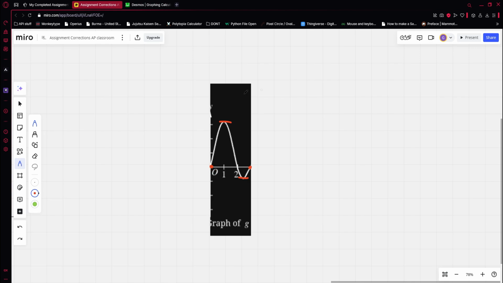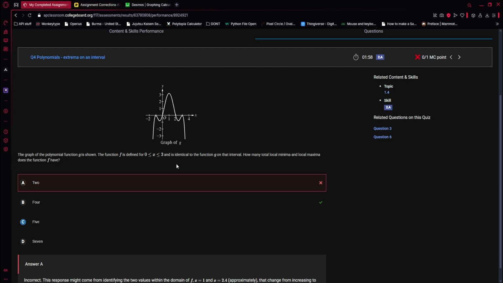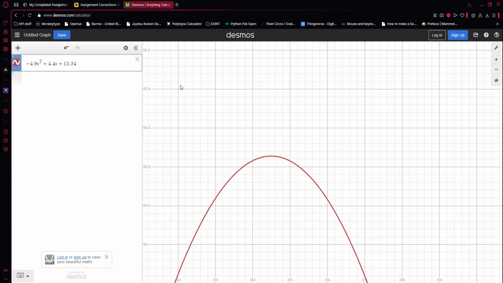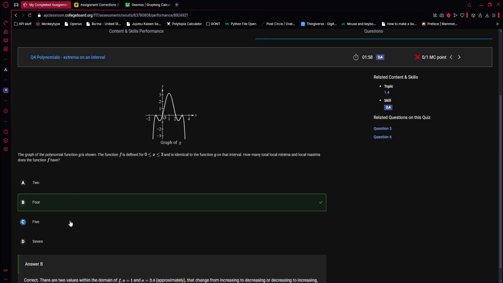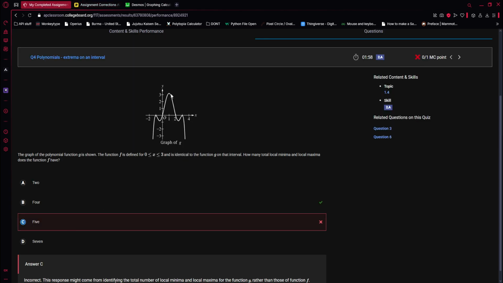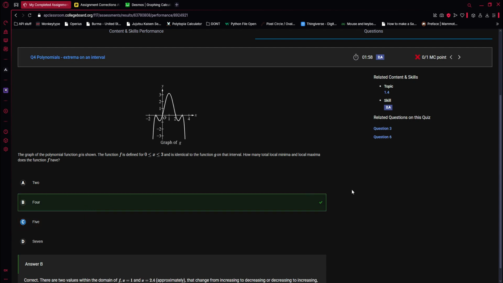This is the entirety of the graph. There's no more. It doesn't go higher off screen. It doesn't go like that. No, that's it. That's all there is. So these are minimums and maximums. So that makes it 4, because 1, 2, 3, 4. What I got wrong here was I just counted 1, 2, 3, 4, 5, and I just put it in. Did not take my time.